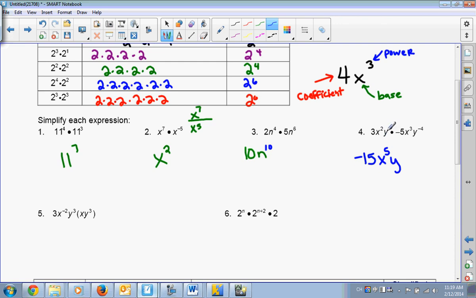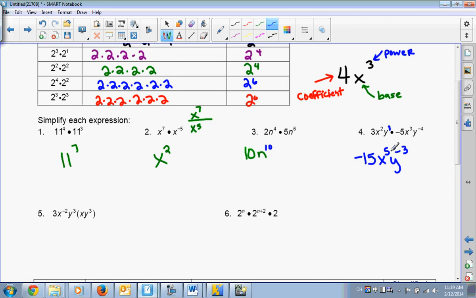What exponent is on y? 1. If it was a 0, then the whole thing would be 1. Y to the 1st power. There's one y there. So there's y to the 1st power, and then there's y to the negative 4th. What is 1 plus negative 4?